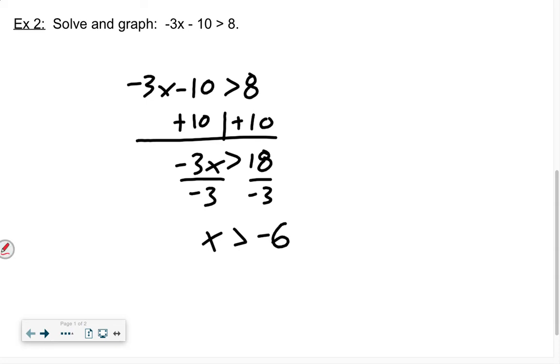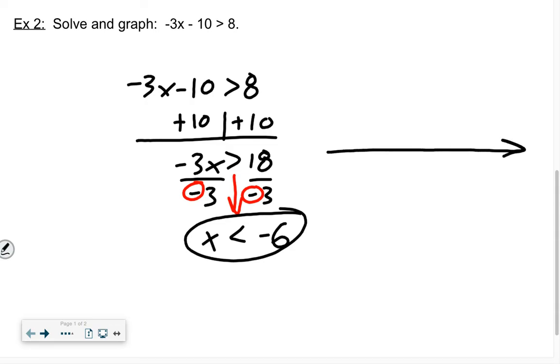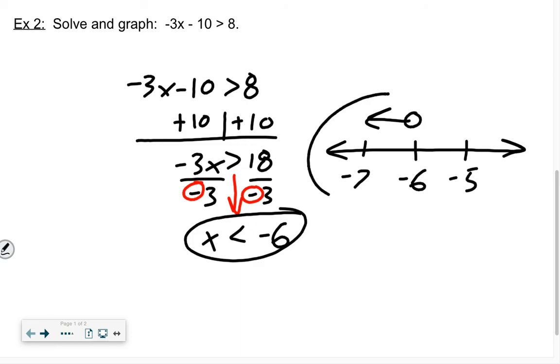But wouldn't you know it, there was our negative sign again, which means we now need to flip that inequality symbol. So now we want all of the x's that are less than that negative 6. Graph it. Negative 6 goes in the middle, with negative 5 and negative 7, open circle, and again we're going to the left.